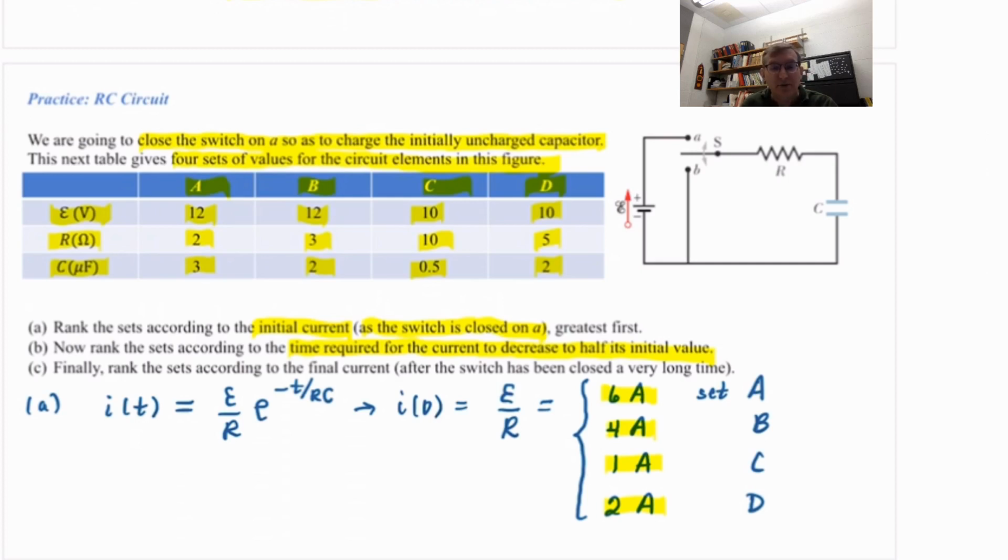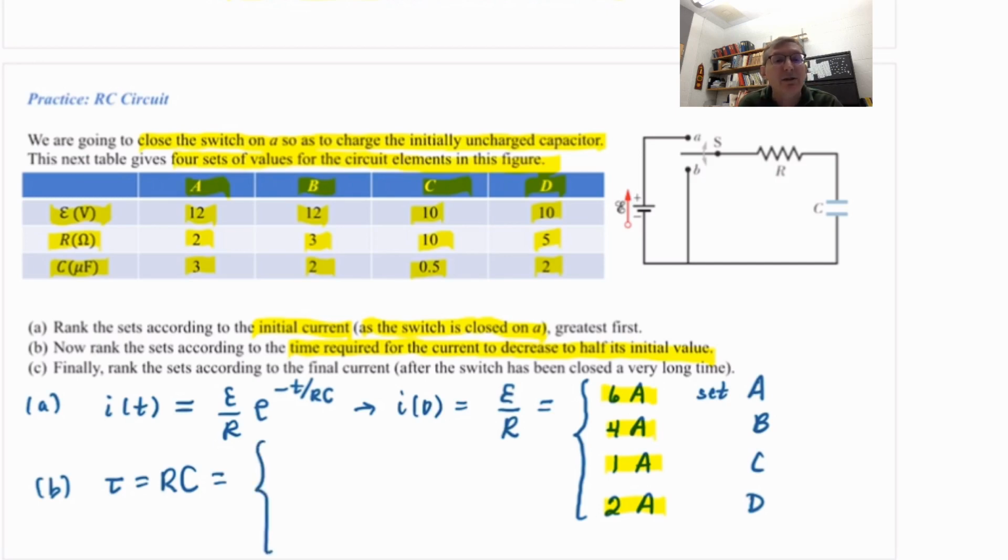It's just an exponential decay. Basically, all you got to know is what determines the time for the decay is the time constant, tau. Remember, tau is equal to, in a circuit like this, R times C. So we're just going to rank the R times C values for the 4 sets.